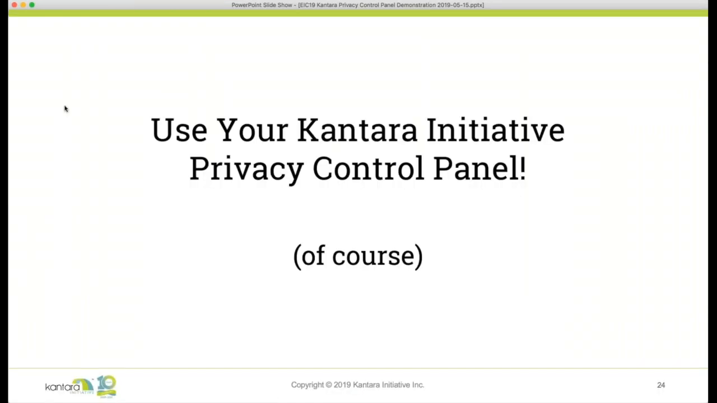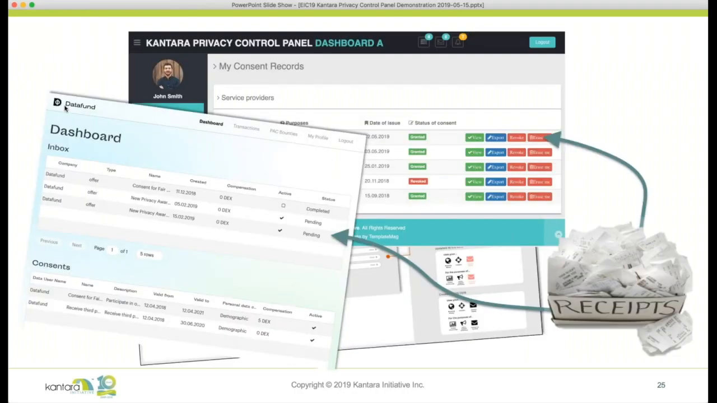Well, clearly, you're going to use your Kantara Initiative Privacy Control Panel. Now, let's be clear. The control panel is invented, made up software. It's not even vaporware. It's just invented to show how these receipt things might flow. It looks like a dashboard with action buttons. That's why it's a control panel, not a dashboard. You'll notice that our shoebox API storage place is full of receipts, and they're nicely tabulated and displayed into the dashboard format.